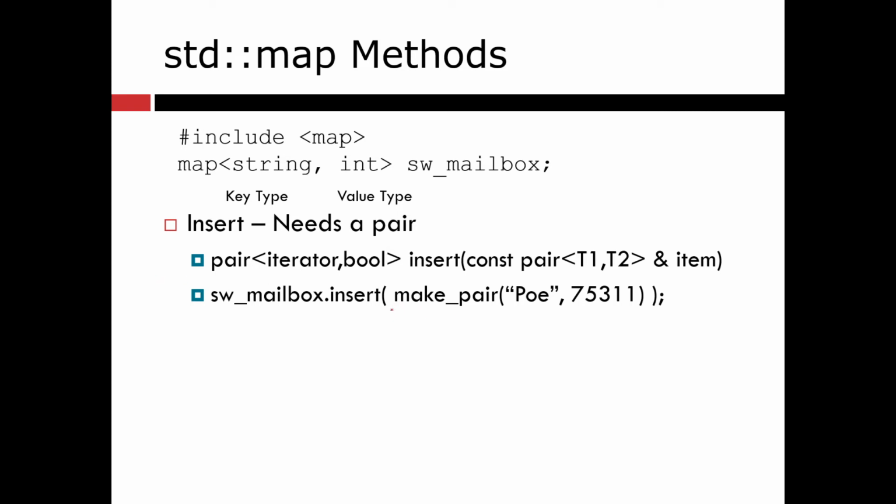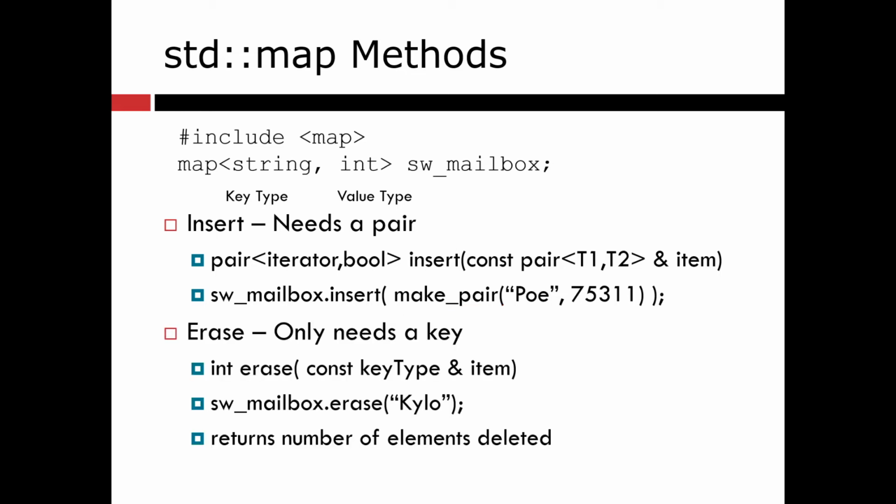There's a nice function in the STL called make pair. This essentially calls the constructor for a pair. It's just a little bit cleaner in terms of our code. It's going to make a pair between Poe and 75311. It will then take that pair and then insert it into our Star Wars mailbox. That's going to be like the usability of this map.